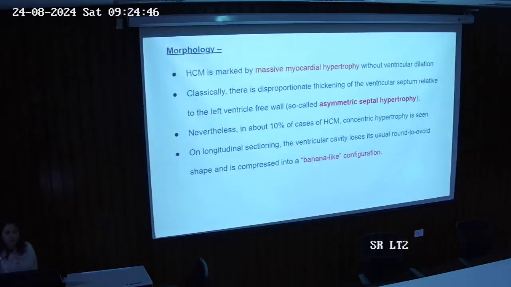What is the morphology? It is marked by massive myocardial hypertrophy without ventricular dilatation. There is no dilatation in this. There is disproportionate thickening of the ventricular septum relative to the left ventricular free wall. I'll tell you what it is. It is asymmetrical septal hypertrophy. Another buzzword. Asymmetrical septal hypertrophy.